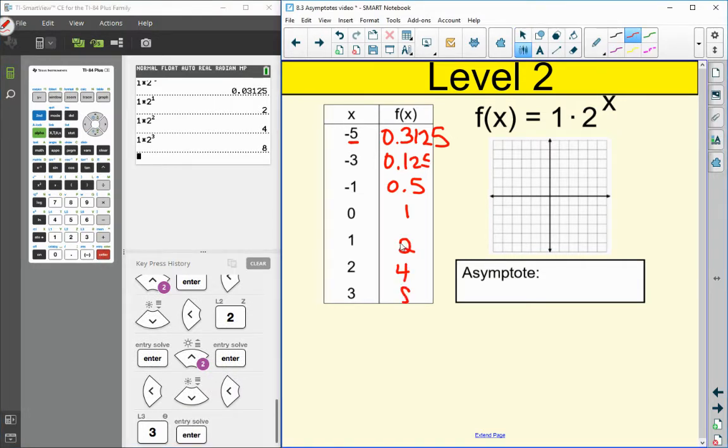So that tells me I can look at this and say, hey, I've got a pattern of timesing by 2. Okay, hey, look, there's my constant ratio. Hopefully you're noticing a few things that we've done before.